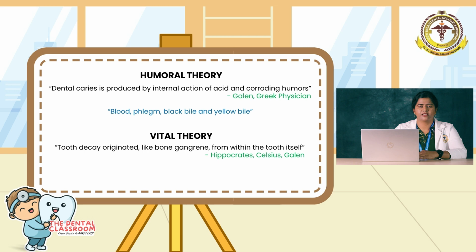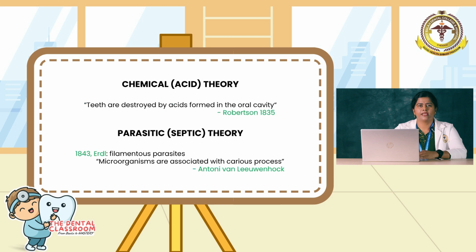They mentioned that tooth decay originated like bone gangrene from within the tooth itself, followed by the chemical or acid theory, which was given by Robertson in the year 1835. He explained that teeth are destroyed by acids formed in the oral cavity. This theory was further followed by the parasitic or septic theory, which was given by Erdl in 1843. He mentioned that filamentous parasites are the reason for dental caries.